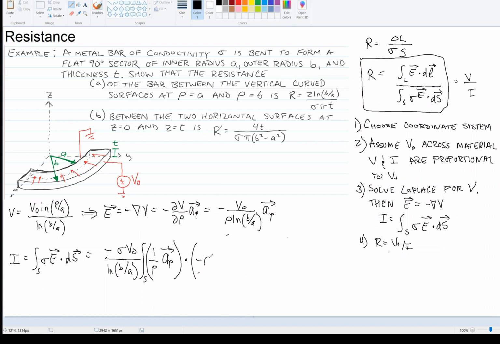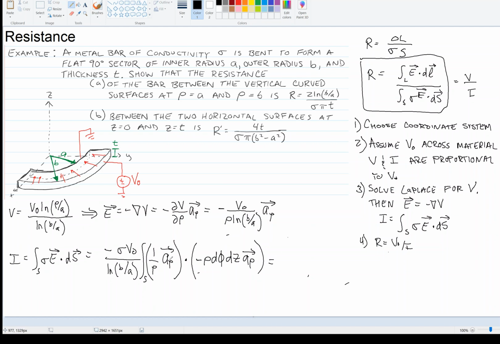So I'm going to write negative rho d phi. So remember, the rho comes about because the phi is an angle. When phi changes, we have rho d phi. So there's rho d phi dz in the rho direction, like that. Early in the semester, that was ds.